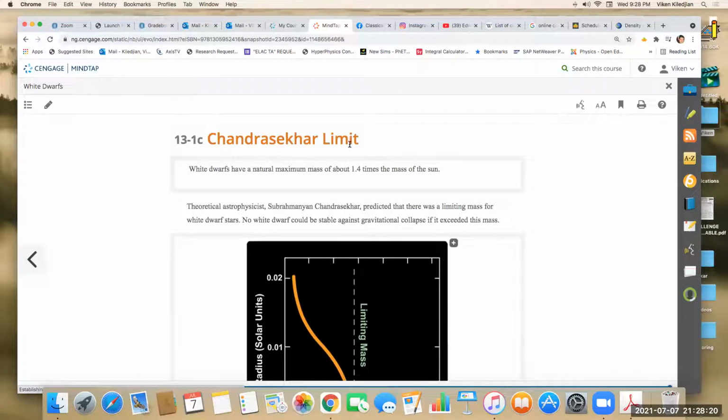So the Chandrasekhar limit. White dwarfs have a natural maximum mass of about 1.4 times the mass of the sun. So that's the heaviest that a white dwarf star can be. Theoretical astrophysicist Subramanian Chandrasekhar predicted that there was a limiting mass for white dwarf stars. No white dwarf could be stable against gravitational collapse if it exceeded this mass.